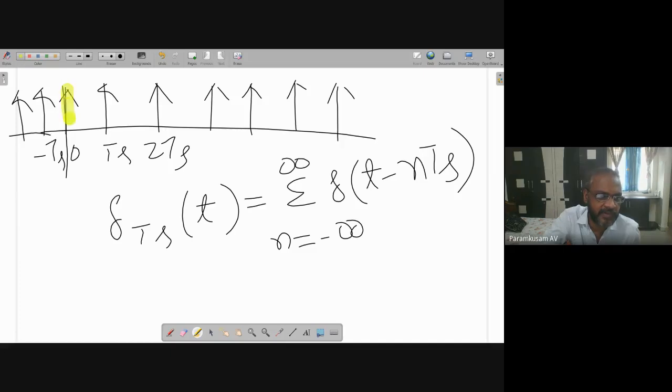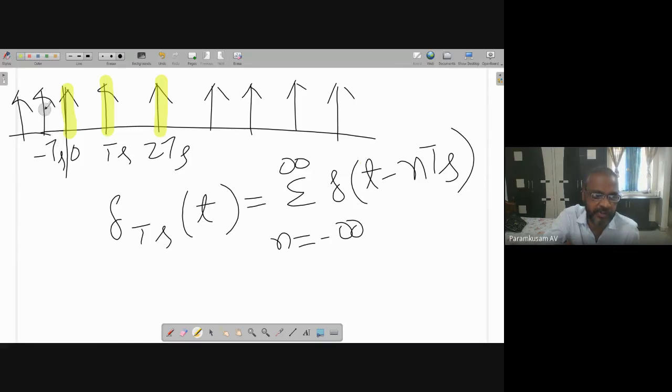This impulse is delta of t. Suppose n is equal to 1: delta of t minus Ts, that is shifted to the right side by Ts. This impulse. Suppose n is equal to 2: delta of t minus 2Ts. This impulse. Like this, it goes up to infinity.